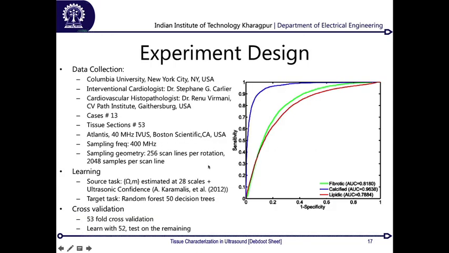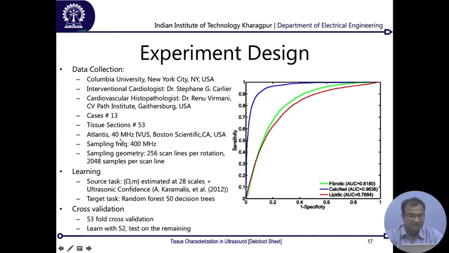Together with that, we proved it on experimental in vitro data, all acquired at 40 megahertz intravascular ultrasound from Boston Scientific, with a sampling frequency of 400 megahertz. In one 360-degree rotation, you had 256 scan lines, and each scan line had 2048 samples.